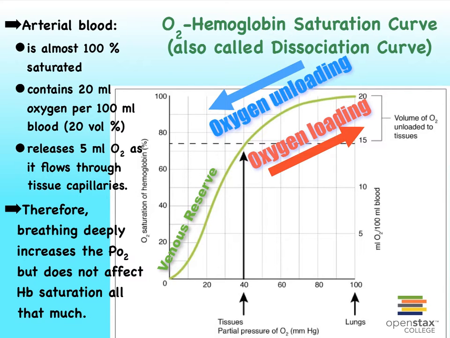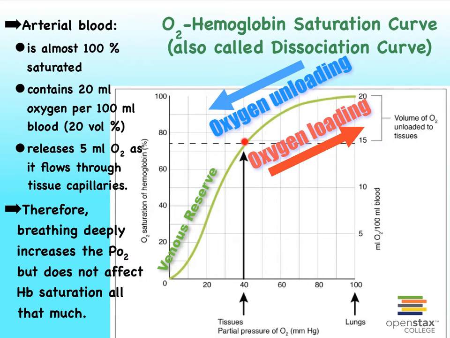We have an additional y-axis on this graph over here, and this represents the amount of oxygen in milliliters per 100 mils of blood. Basically, how much oxygen is in a certain amount of blood, in 100 mils of blood. And notice that when we have pretty much 100% saturation in our arterial blood, we have a volume of 20 milliliters of oxygen. We express that as 20 volume percent.